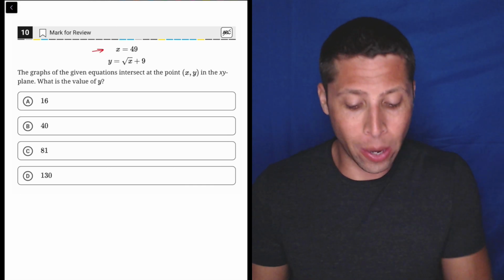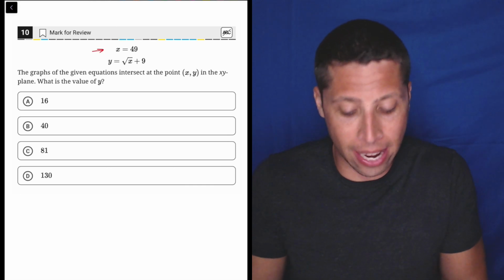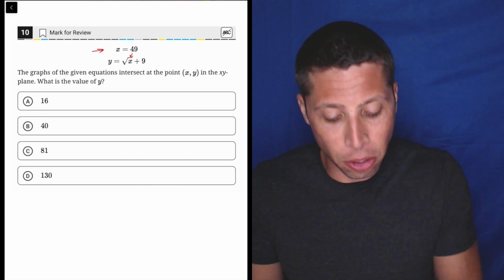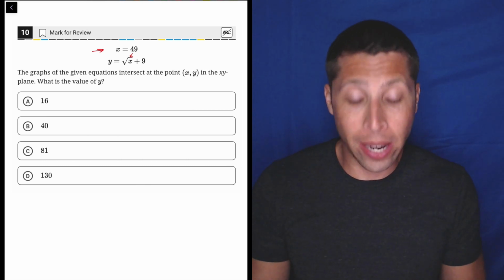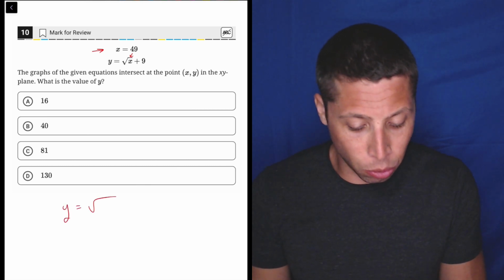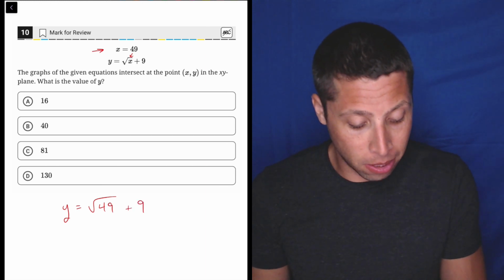So this top equation is barely an equation. It's just telling us x is 49. So we can just make a substitution. Put that in for the x in the other equation. So y is equal to the square root of 49 plus 9.